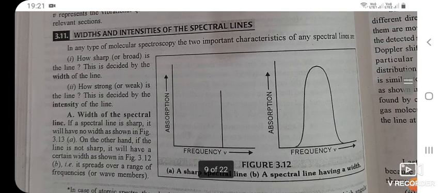Width and intensities of the spectral lines. In any type of molecular spectroscopy, the two important characteristics of any spectral line are how sharp or broad the line is. This is decided by the width of the line. And how strong or weak the line is. This is decided by the intensity of the line.